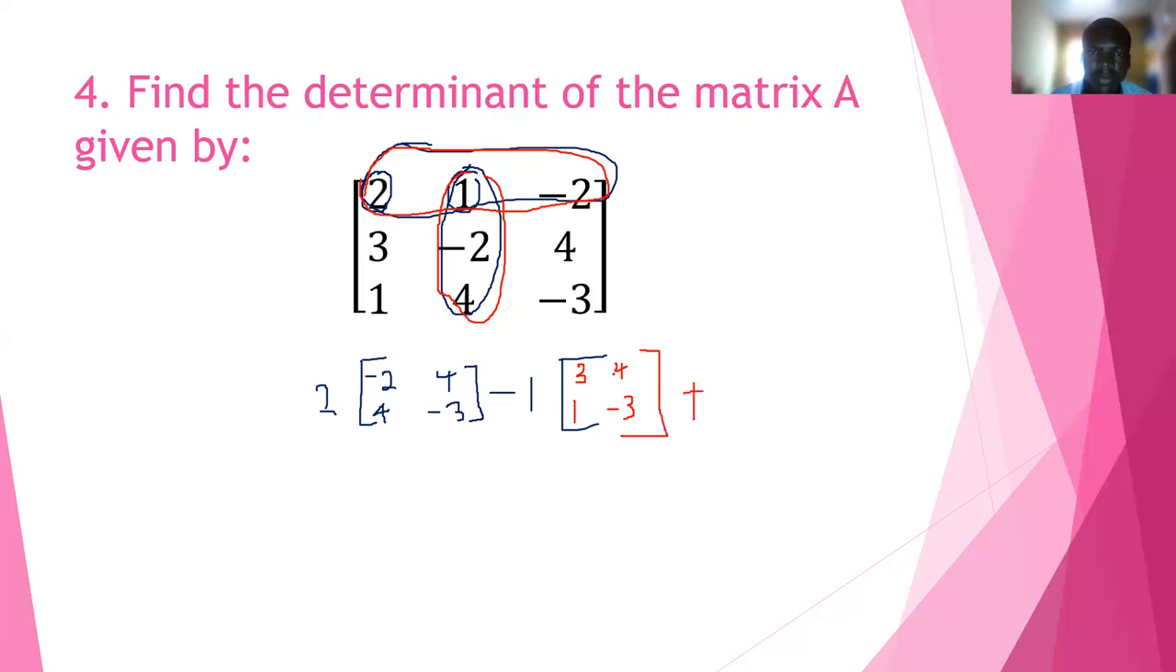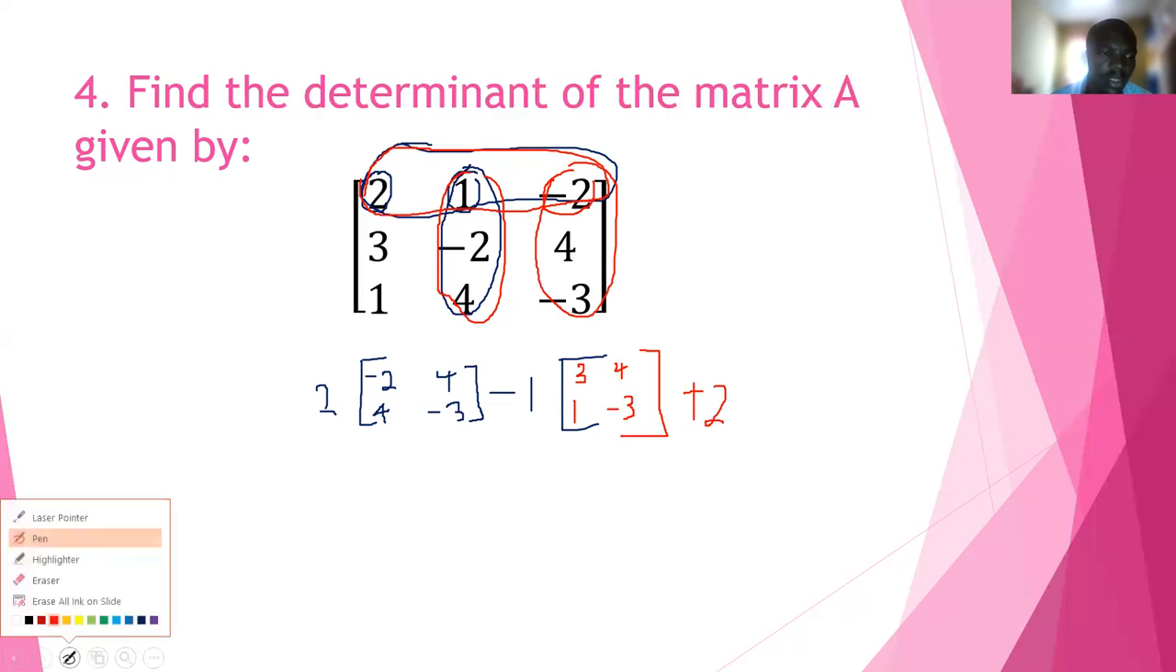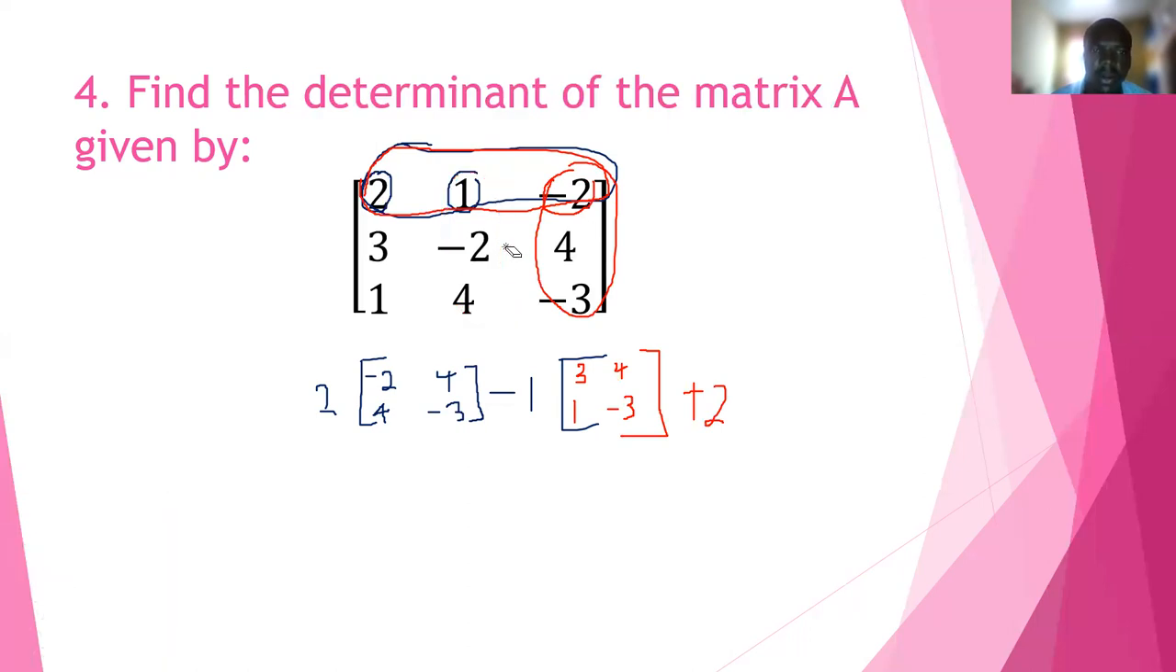Plus now, come to this one, the last one. So this one also we close. We'll have to multiply with what will remain here, which is now this and this, that and that, which is now 3, negative 2, 1, 4.